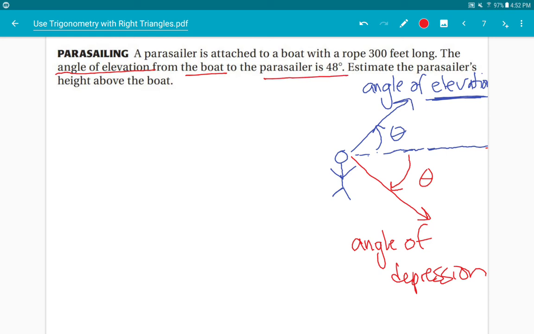So for this problem, they're telling us that the angle of elevation from the boat to the parasailer is 48 degrees. So that means it's going to be an upward angle, and that's the one we're going to want to work with. So let's draw the situation and kind of see what's happening.